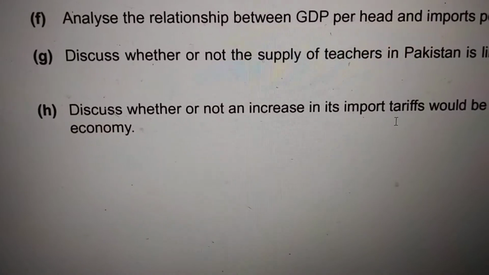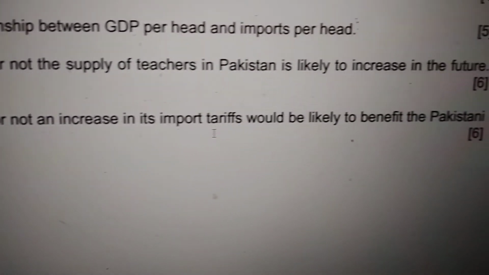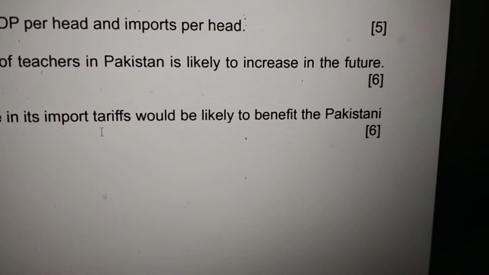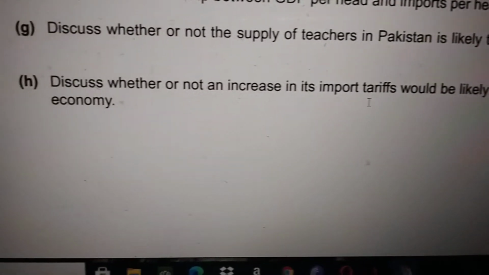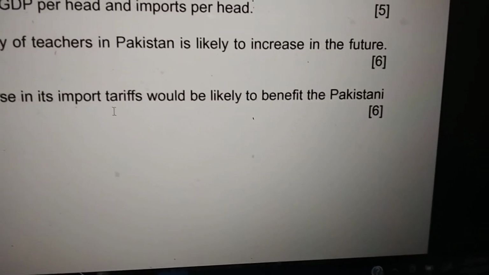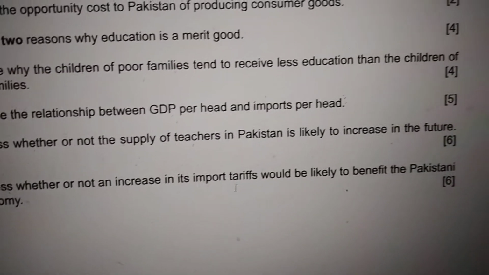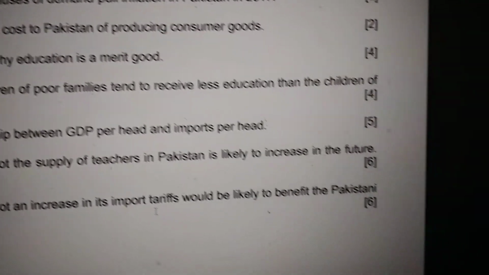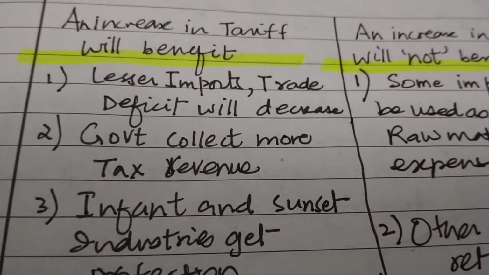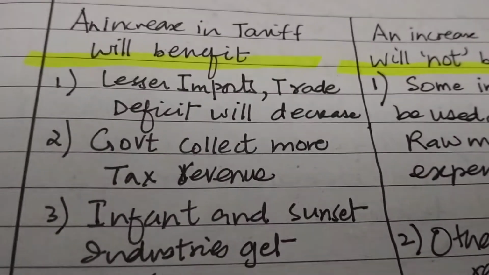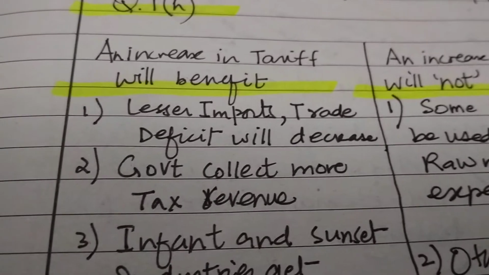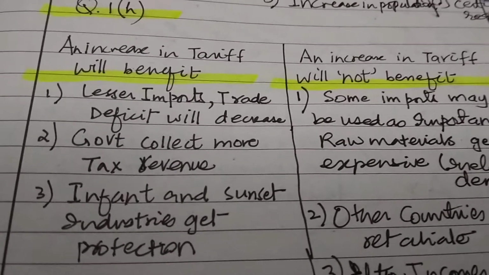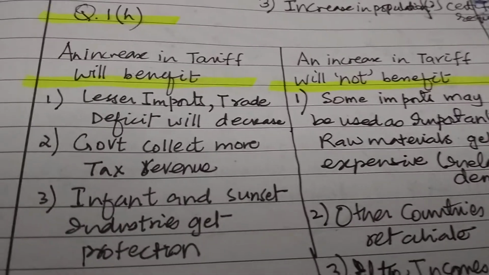Finally, looking at the last question, discuss whether or not an increase in its import tariff would be likely to benefit the Pakistani economy, and this is for 6 marks. And already there's one thing we have discussed earlier, that increase in the tariff will benefit, because the government is getting a lot of revenue from there. Lesser imports, these are the points in favor first. Lesser imports, trade deficit will decrease.